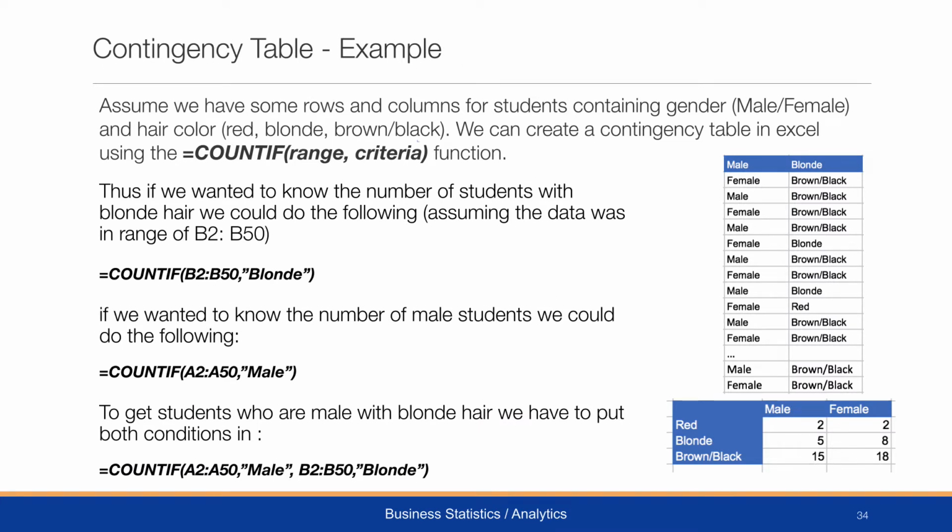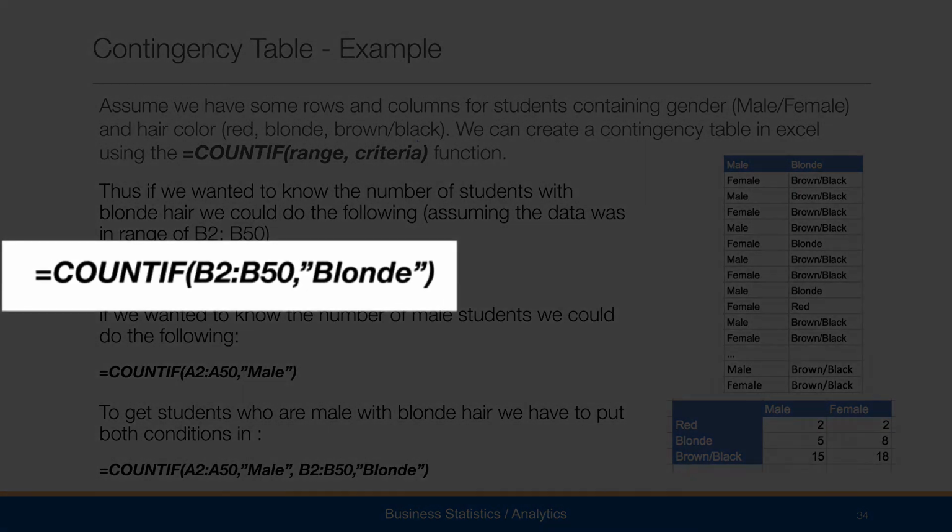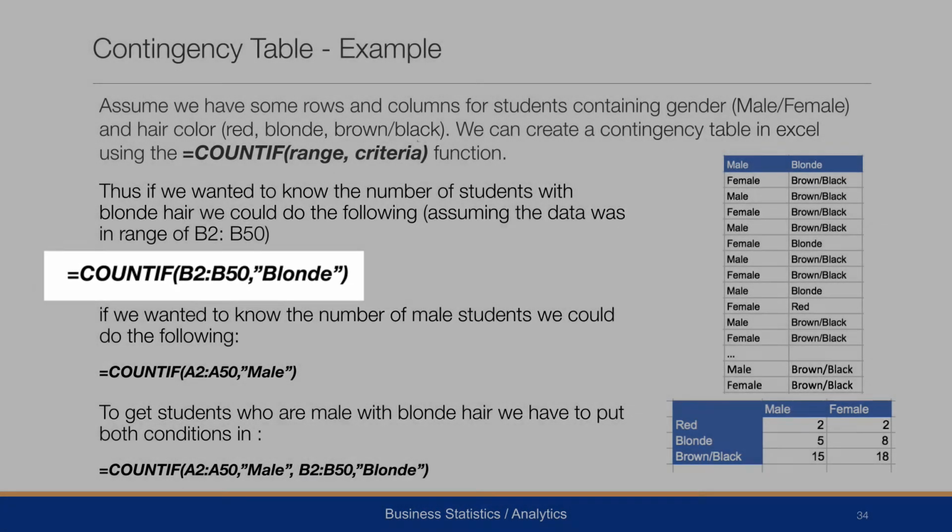Now, if we have rows and columns for the students containing gender, male and female, and hair color, we can create a contingency table in Excel by using the COUNTIF function. Again, we have a separate video to show you how to do this specifically, but it's important to show it here. If we wanted to know the number of students with blonde hair, we could use COUNTIF B2 to B50, which represents the column with the hair color, which would be blonde, brown, black, or red. And it would give us the appropriate counts.